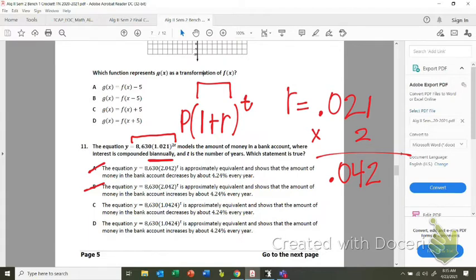So what is the difference in C and D? The one word that's different. Increases and decreases. All right, so since we've got a percent that's bigger than 1.042, is that increasing or is that decreasing? Increasing, so my answer is D. Yes.